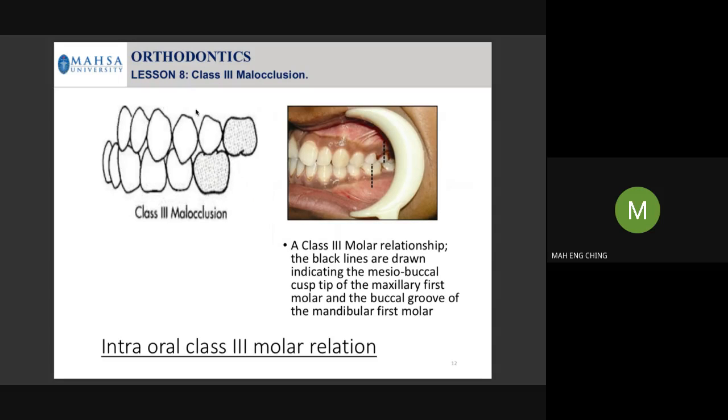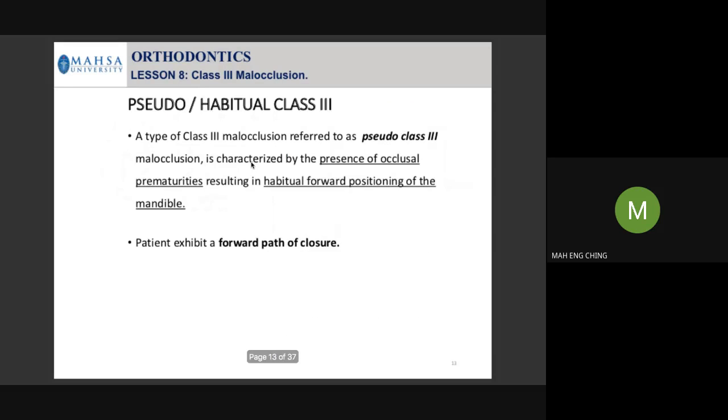Intraorally, obviously the molar is class 3. The mesial buccal cusps occlude distal to the mesial buccal groove. Pseudo class 3 is an interesting one because it means the patient can bite on the incisor edge to edge, but because of the posterior they don't have any bite, so the patient will slide or glide forward to get the maximum contact on the posterior segment. So we call it displacement or functional shift.